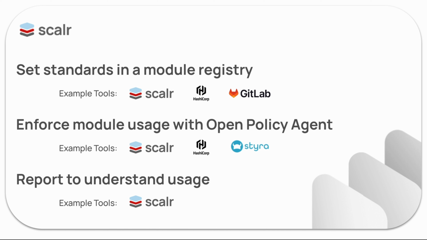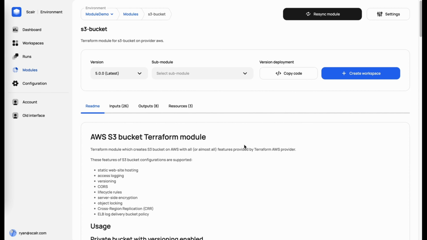So those are the three phases. Generally, the module registry comes first, and then Open Policy Agent and reporting come second, in no particular order. But now let's show you how you can actually do this within Scalr itself. What I've done in Scalr is first created an S3 module in the private module registry. I've also created a policy to enforce where S3 modules should actually be pulled from. And then lastly, we'll go through and look at reporting.